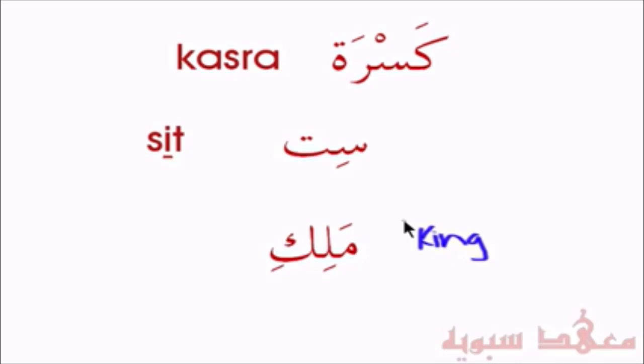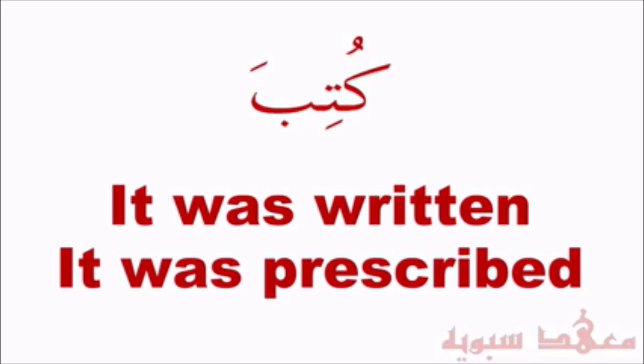Let's practice all these together: the fatha, the damma, and the kasra. We have a word, let's try to pronounce it. Here we have the kaf with a damma, that would be ku. Then we have the ta with a kasra, this will be ti. And then the ba with a fatha would be ba. So ku, ti, ba. Kutiba means it was written or it was prescribed.